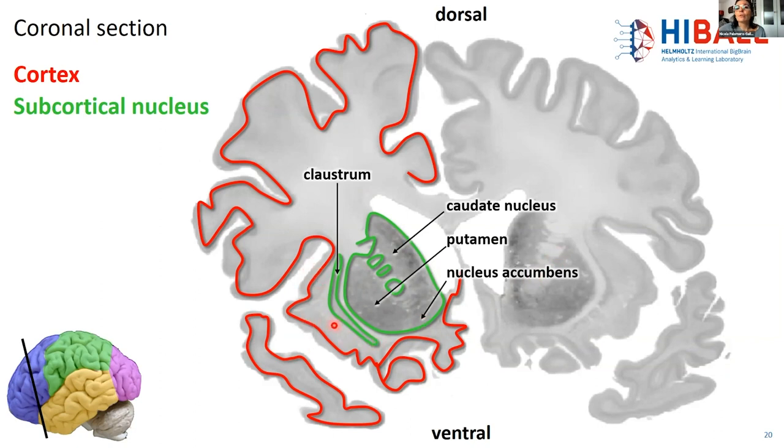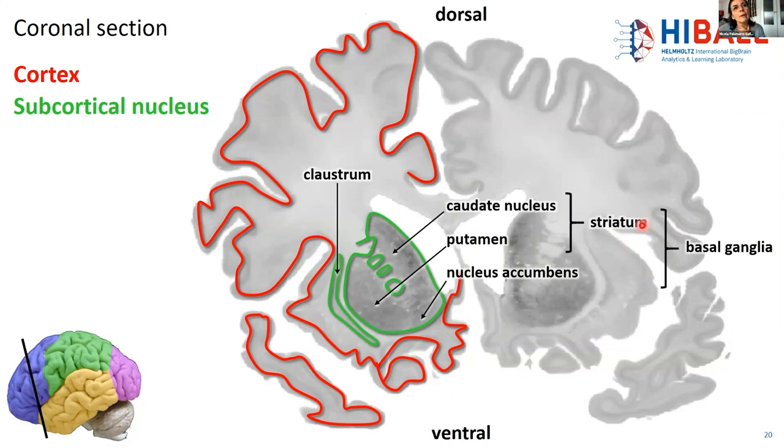And then we've got the claustrum. The caudate nucleus and the putamen are sometimes also joined into a structural entity called the striatum. And the striatum together with the nucleus accumbens build the so-called basal ganglia. This grouping of caudate nucleus and putamen into the striatum is a structural entity.